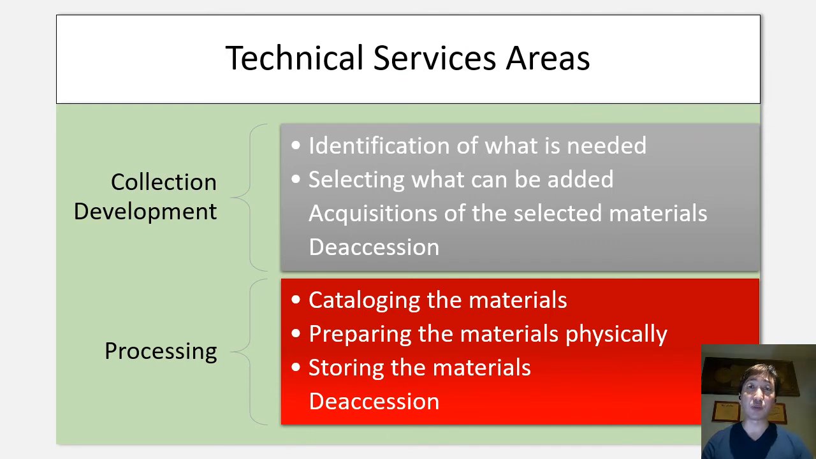So to review from last week, technical services has two main areas: collection development and processing. In collection development, we identify what we need, we select items, and then we acquire them. Once we receive them, the items are cataloged, prepared physically for shelving, and then stored on the shelves. And deaccession, or weeding of the materials, occurs in both processing and collection development areas.